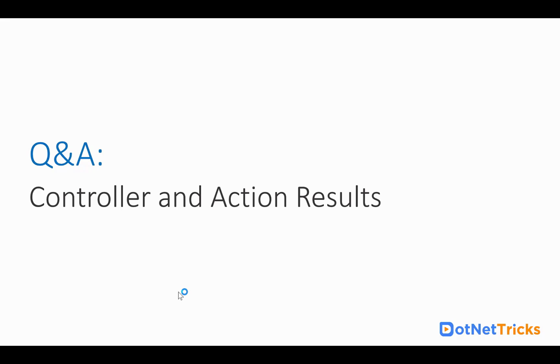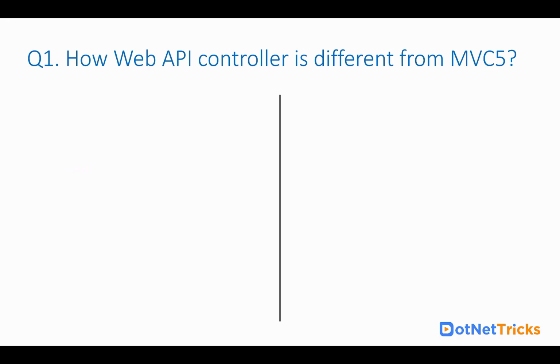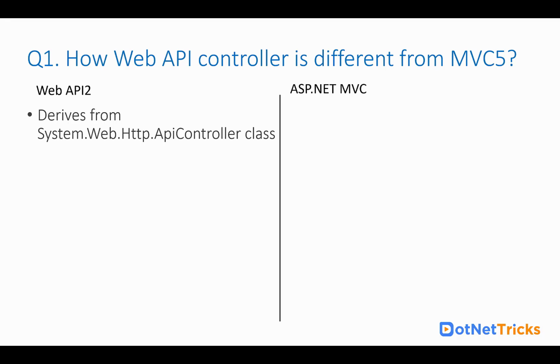Question and answer about controller and action result. The first question is how the WebAPI controller is different from the MVC5 controller. Let's compare the WebAPI controller with MVC5. In WebAPI, everything inherits from the System.Web.Http namespace. The WebAPI2 controller derives from the System.Web.Http.ApiController class. But in MVC5, the controller inherits from the Controller class in the System.Web.Mvc namespace.